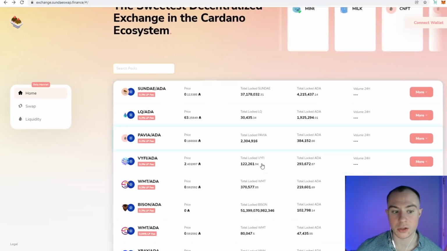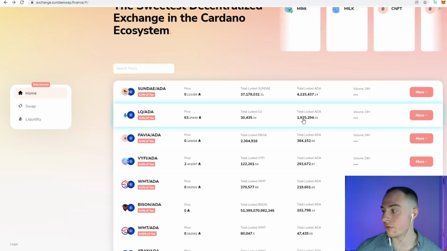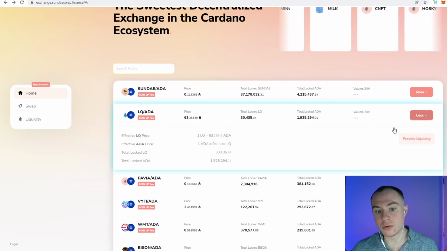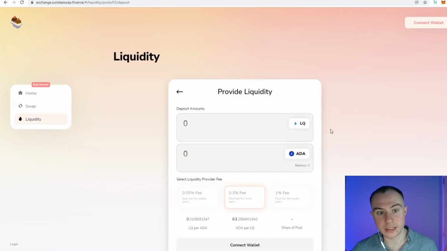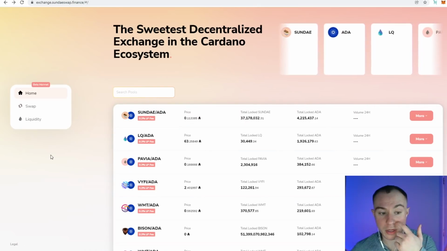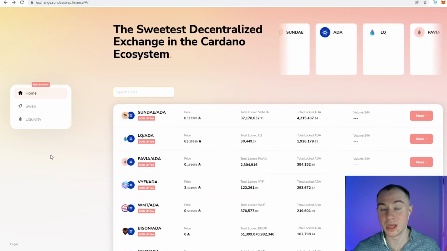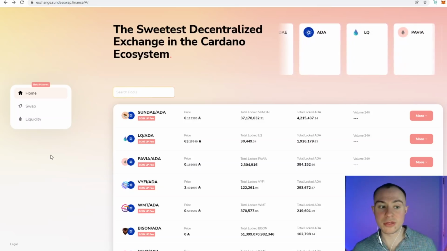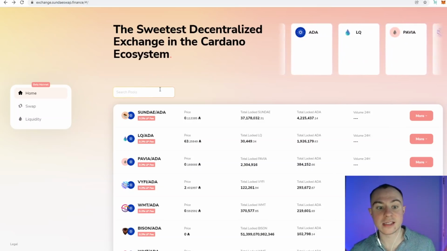You can currently provide liquidity. You can see some of the liquidity pools are already forming. If you go to more, you can click provide liquidity, and so on and so forth. I'll also talk you through some of the risks with providing liquidity, like impermanent loss that can become permanent loss. Forgive me, guys, I'm exceptionally excited, but things are looking fantastic, ladies and gentlemen.